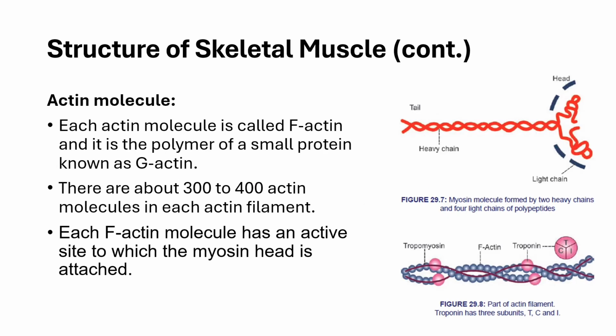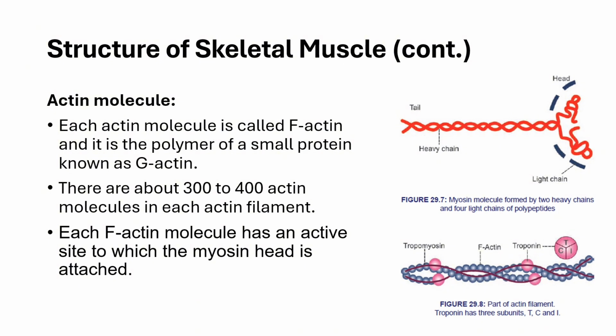Coming towards the actin molecule, each actin filament is called F-actin, a filamentous structure formed by the polymerization of smaller units known as G-actin. This arrangement provides the thin filament its structural and functional properties. Each actin filament is composed of approximately 300 to 400 actin molecules, which align in a helical structure. In each molecule, there is an active site to which the myosin head attaches during muscle contraction.